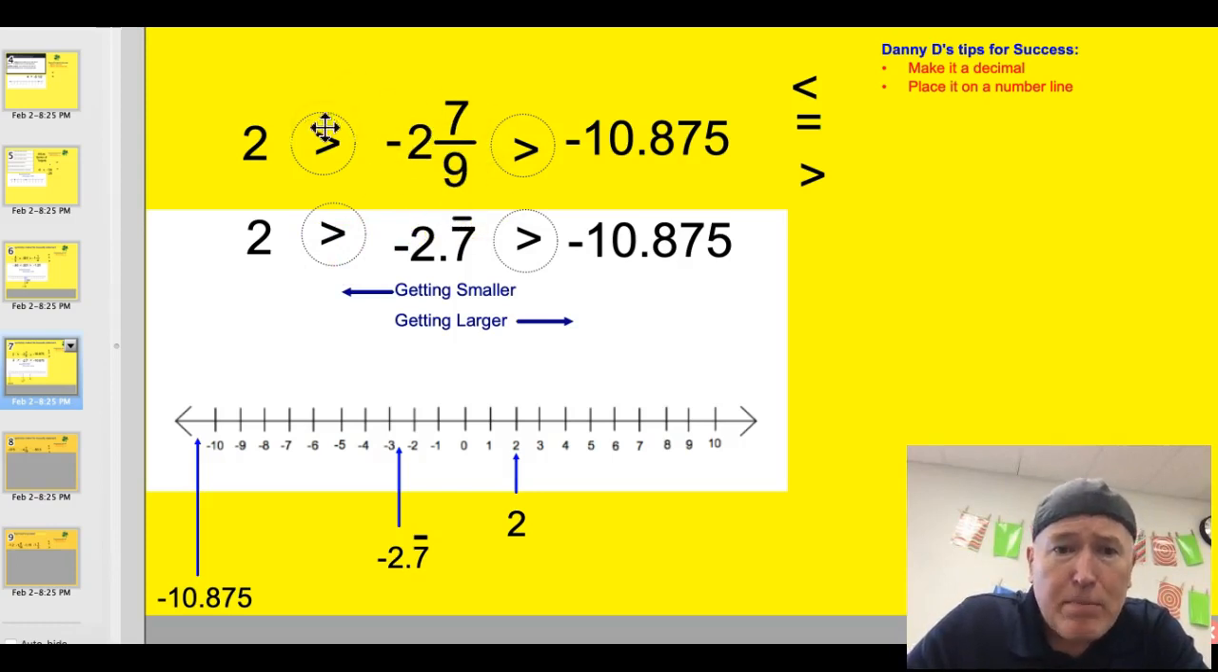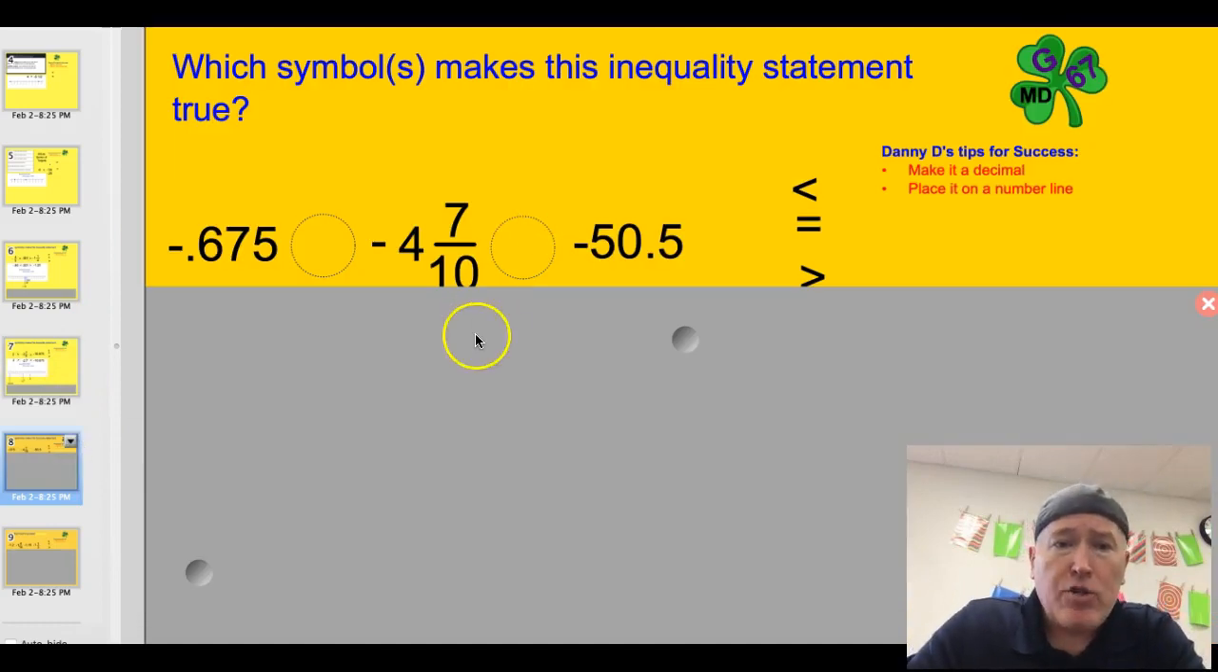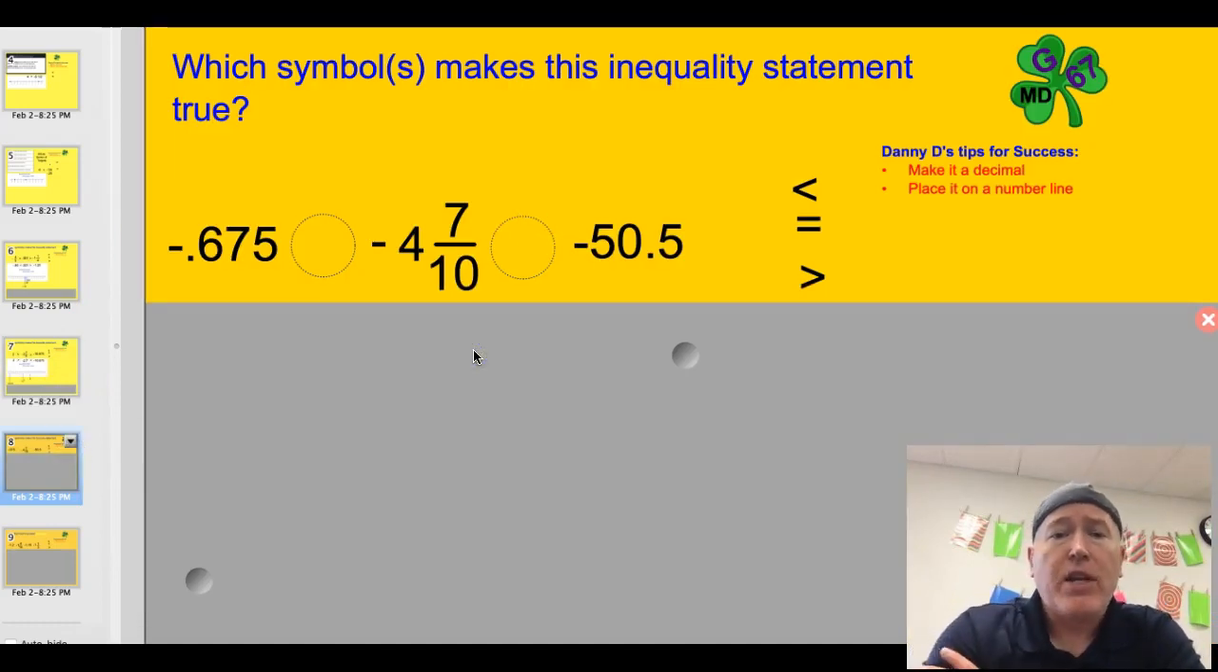Now, if they're real simple, if they're just whole numbers or simple fractions, you don't always have to make them into decimals. But when they get tricky, that's what I do. All right, here we go. Let's try this one. I want you to go ahead and pause the video and try this one on your own. Which symbols make this inequality statement true? Go ahead.